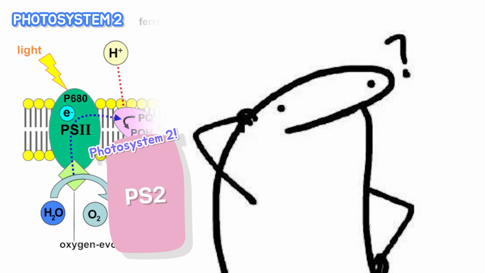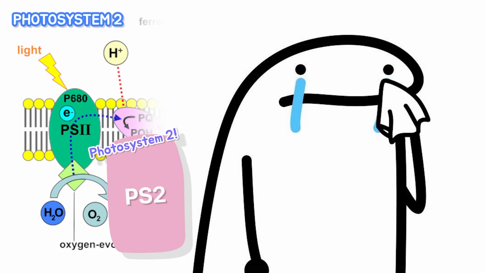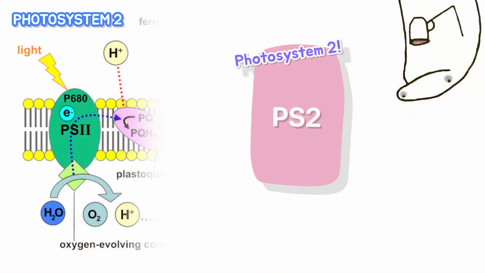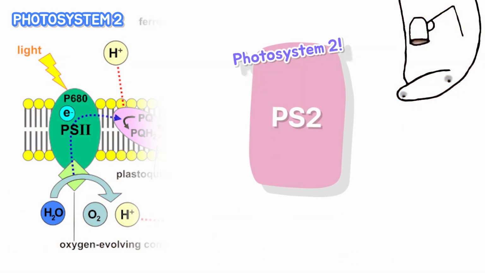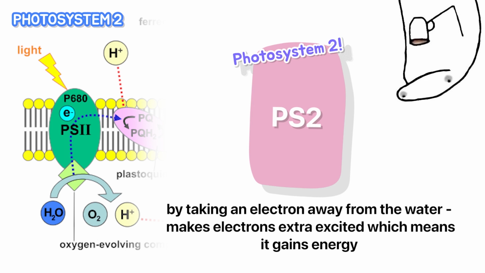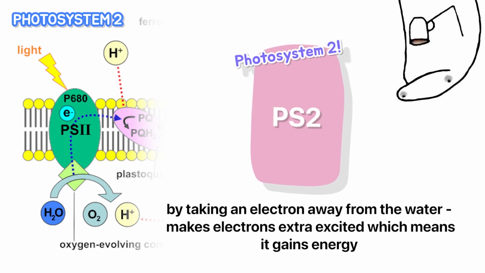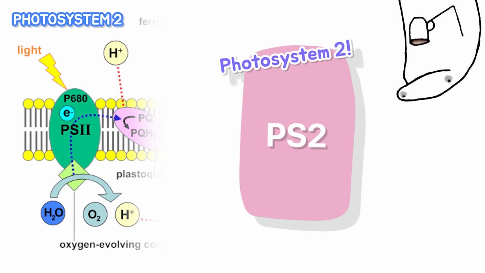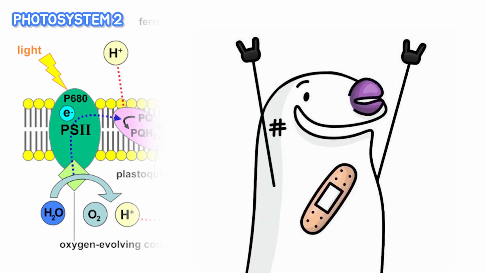This is because it was discovered after photosystem 1, but scientists later found out that it actually comes first in the system. As sunlight hits photosystem 2, it turns water into oxygen by taking an electron away from the water. The sunlight energy makes electrons extra excited, which means it gains energy. That will start a chain reaction along the electron transport chain. The electrons then move out away from the photosystem 2.